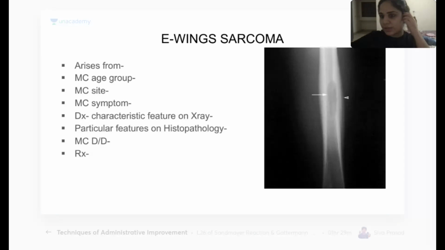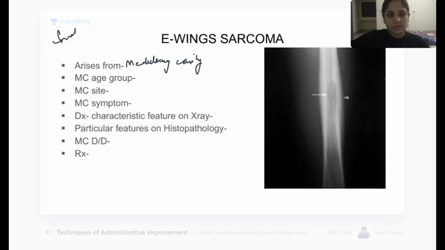Does it arise from the periosteum? Does it arise from the medulla? Where does it arise from? Metaphysis, diaphysis, which part is affected the most? Okay, so your Ewing's is arising from the medullary cavity. And it is also called small round cell tumor.